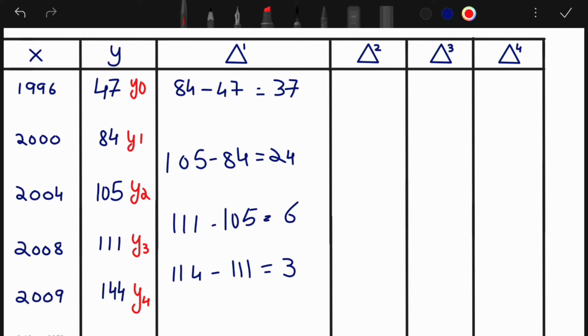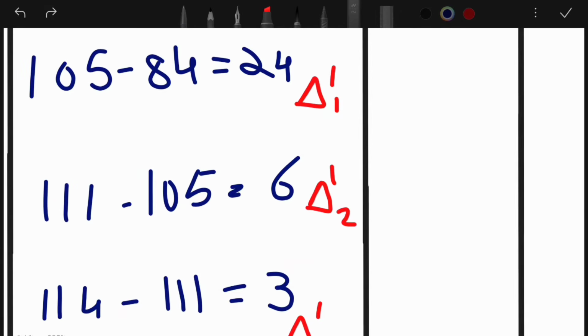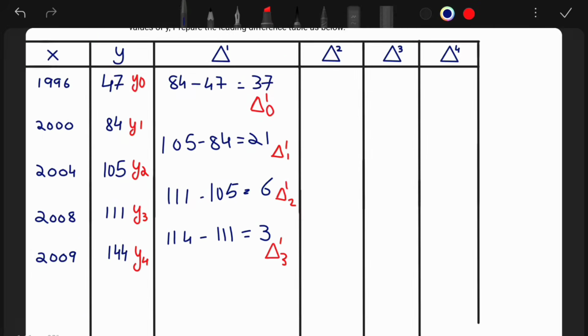Now let's name these differences: for the first, delta 0,1. For the second, delta 1,1. Delta 2,1. And delta 3,1. A small correction has to be made here, which is that it is 21.